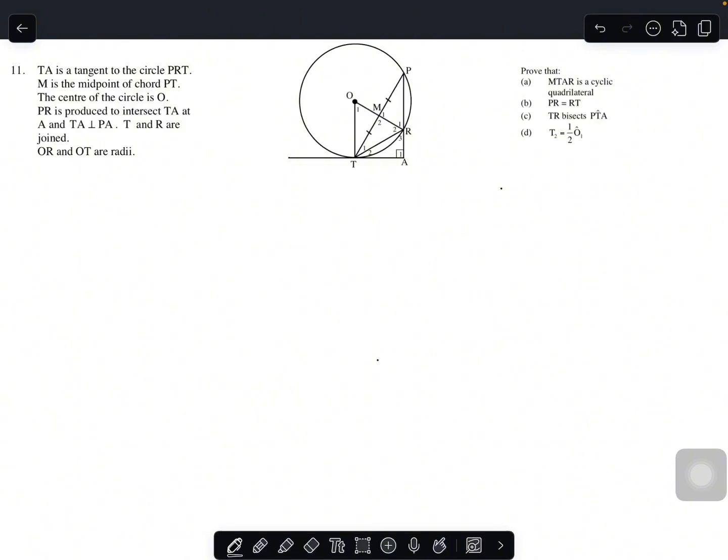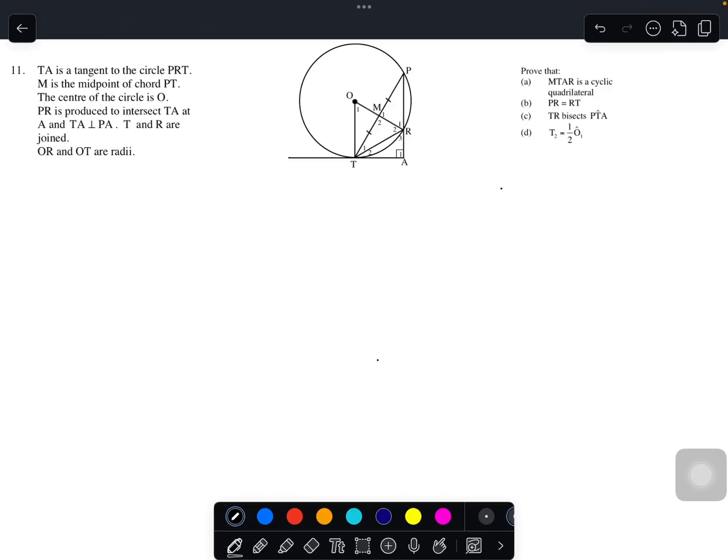It says TA is a tangent to the circle PRT, M is the midpoint of the chord PT. They have that written down for us. The center of the circle is O, that is marked. PR is produced to intersect TA at A, that's drawn for us, and TA is perpendicular to PA, that's given for us, and OR and OT are joined. OR and OT are radii, which we can see, so we can mark on our question that these two lines equal each other.